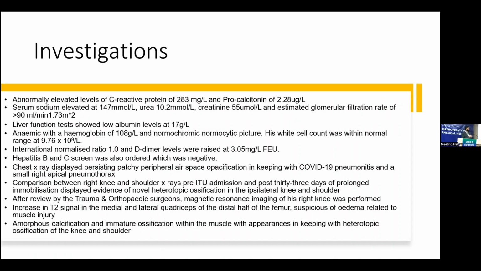So I know there's a lot of information on there. I'm not going to read all of it. Essentially, he had obvious signs of infection. CRP was high. His procalcitonin was high. He was treated with multiple antibiotics. He was obviously in ITU immobile for 33 days. And comparing his x-rays pre-ITU, so his chest x-ray, and his knee x-rays pre-ITU to post-ITU, showed he had amorphous calcification and immature ossification within the muscle, an appearance in keeping with HO of the knee and shoulder.